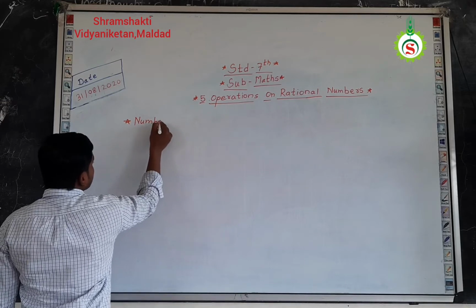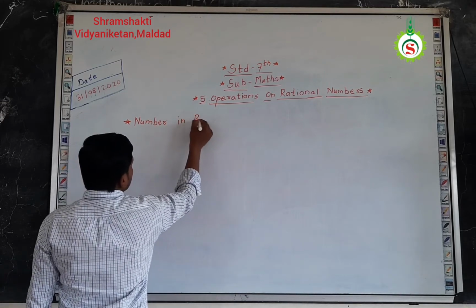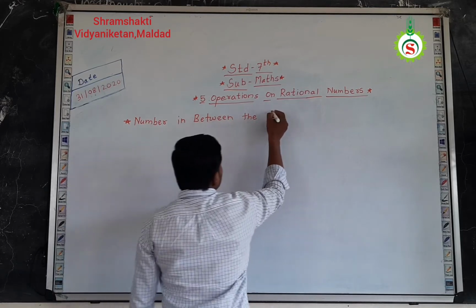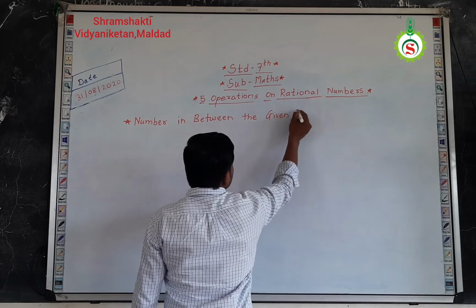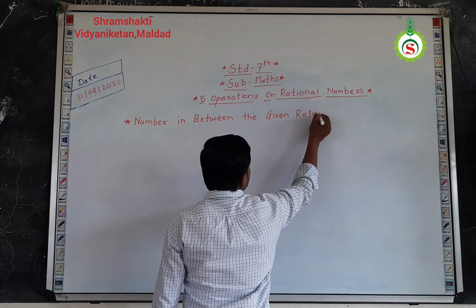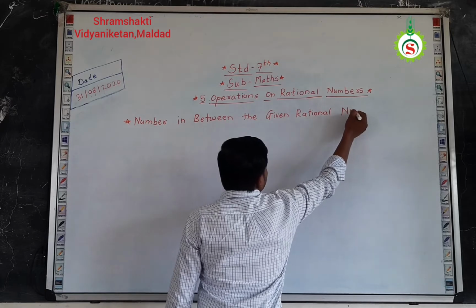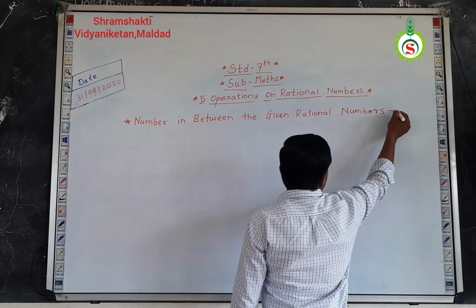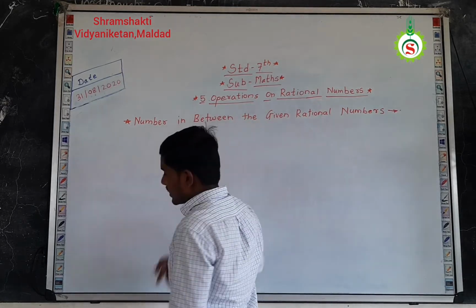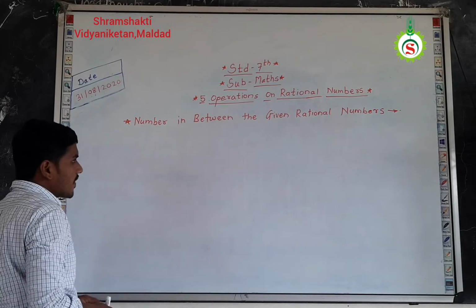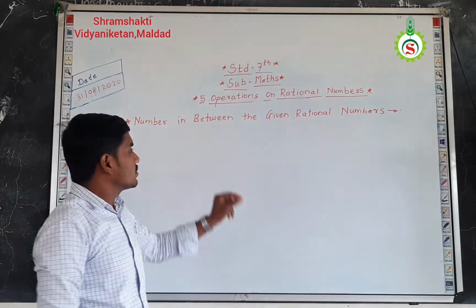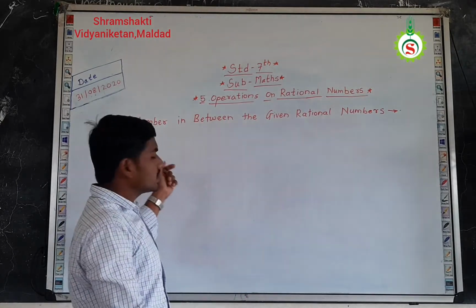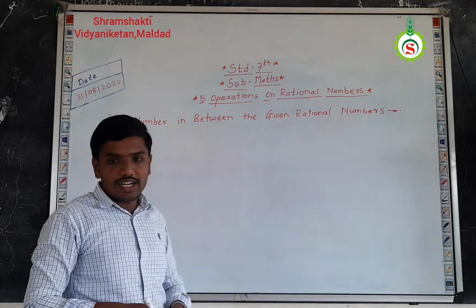number in between the given rational numbers. That means if two rational numbers are given, then you have to find out which numbers lie in between them.